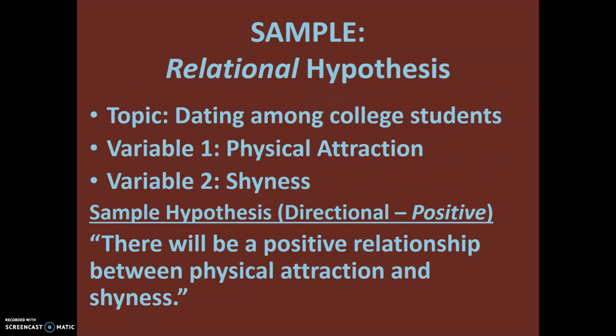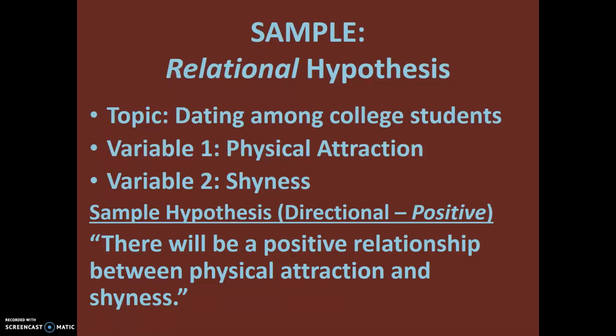We're going to look at a directional hypothesis right now, and this is a relational hypothesis. A relational hypothesis is going to focus on the relationship between two variables, specifically looking at how they interact with each other. So let's look at a sample topic. First one is looking at dating among college students, and we're going to use two variables. The first one is physical attraction, and the second one is shyness.